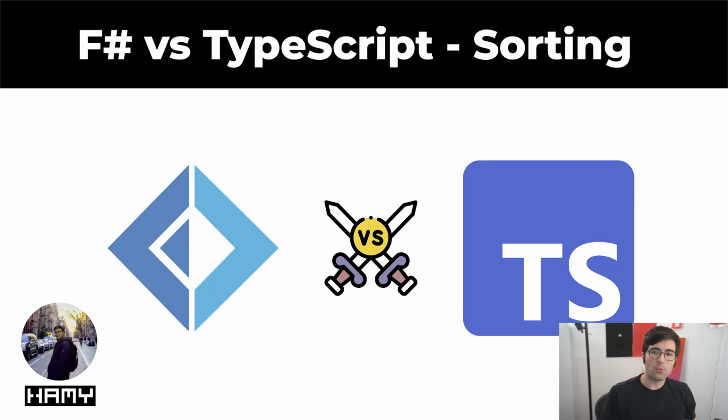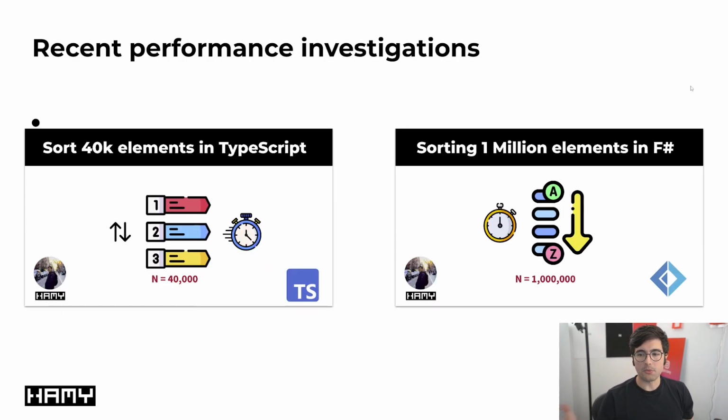In this video, we are going to be diving into F# versus TypeScript performance with respect to sorting. All right, so why are we doing this? Well, I did a few recent performance investigations. First, I looked at TypeScript sorting 40,000 elements, and then I decided to port that benchmark and test over to sorting 1,000,000 elements in F#. And so now I have all this raw data, and I thought we might as well just compare them and see what the results are. So that's what we're going to do in this video.